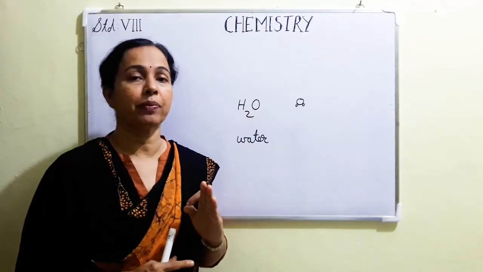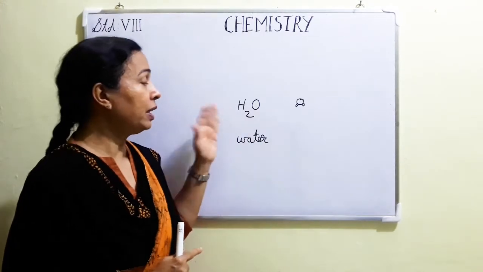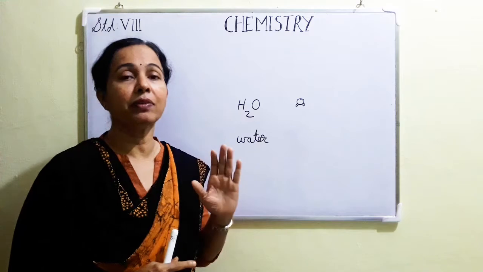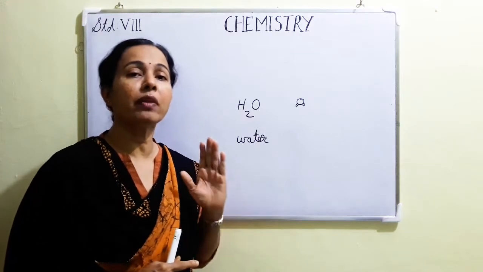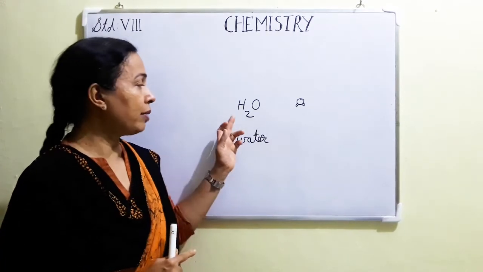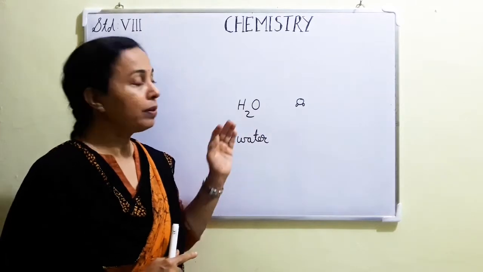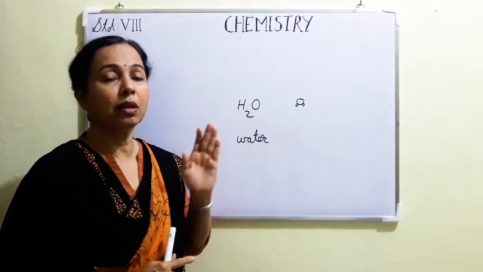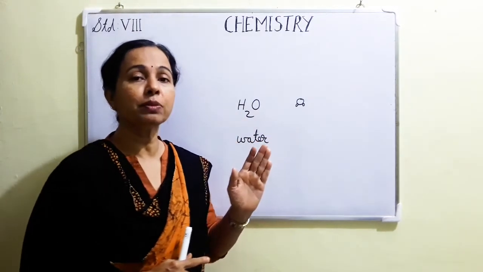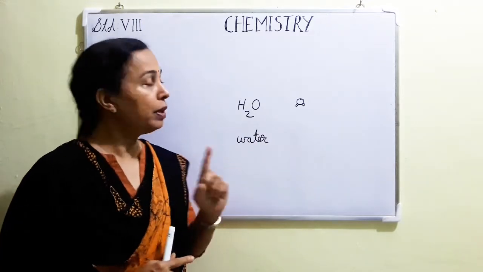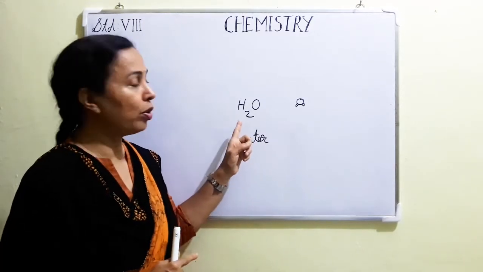That also we get. Again, if we have the formula, from that we can calculate the molecular weight of that compound. For example, water's formula is H2O. From this very easily we can find out the molecular mass. Molecular mass means mass of one molecule. Because we know that formula represents a molecule.